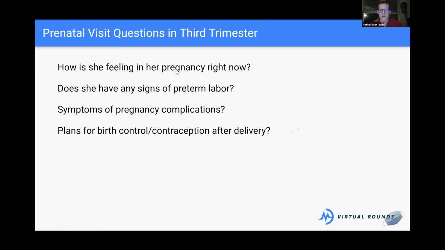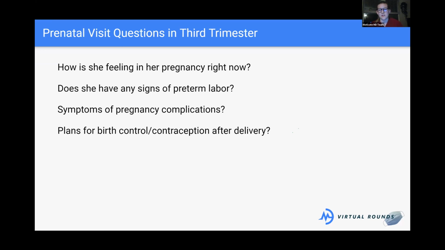So you guys hit a lot of these questions that we wanted to ask her. How's she feeling in general? Does she have any questions about her pregnancy or plans for delivery? Does she have any signs of preterm labor? Things like that could be contractions or feeling like your water has broken. Those are the big things that we ask them. We ask about fetal movement, if they're feeling their baby moving a lot.